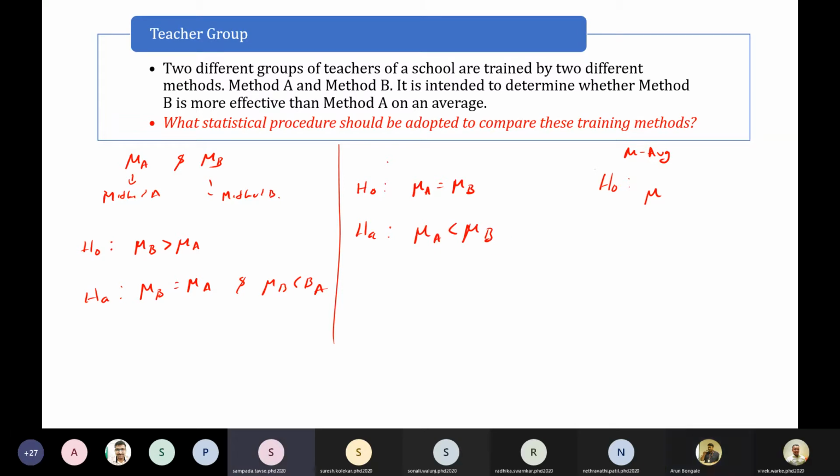Yes. And even if the methods are not equal, then any of them will go. Either mu A less than mu B or mu A greater than mu B. If H naught is mu A equal to mu B, then for HA there are three possibilities. Mu A less than mu B I can write, mu A greater than mu B I can write, and the very common, very general, not equal to mu B, right? So I can write three possibilities. Okay.